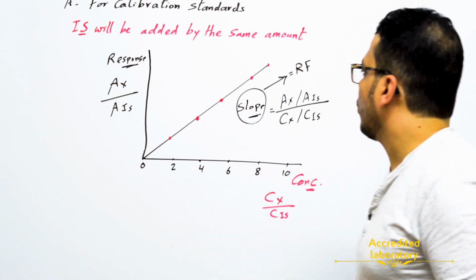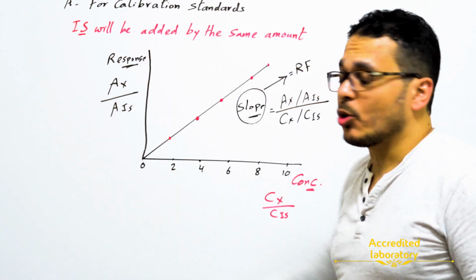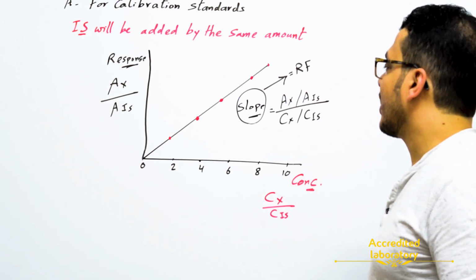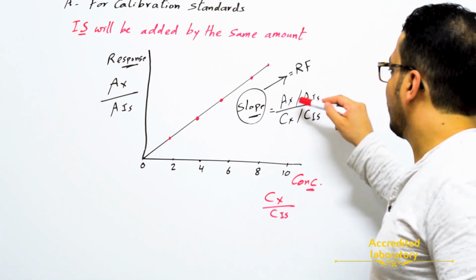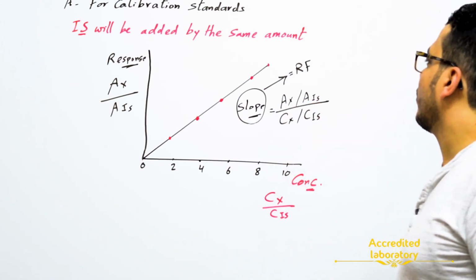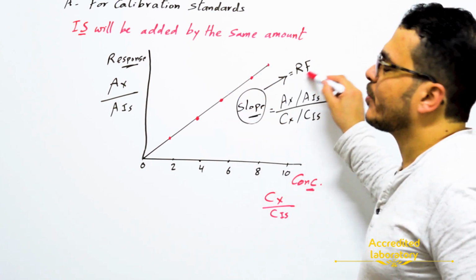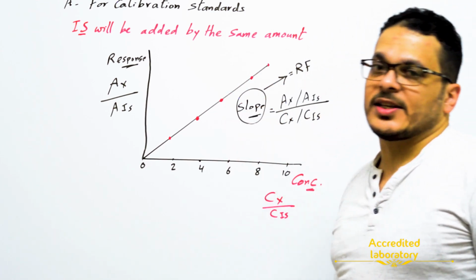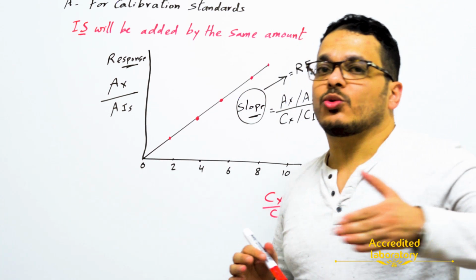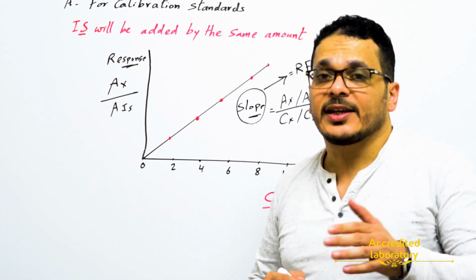And slope here will be equal to response, area of analyte divided by area of internal standard, divided by concentration of analyte divided by concentration of internal standard, and that slope will be equal to response factor. Once we calculated response factor, we can use it to calculate the concentration of unknown target analytes after that in the samples.